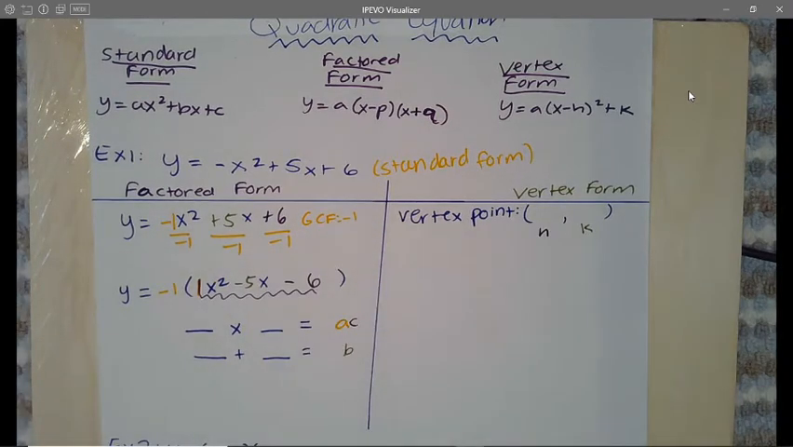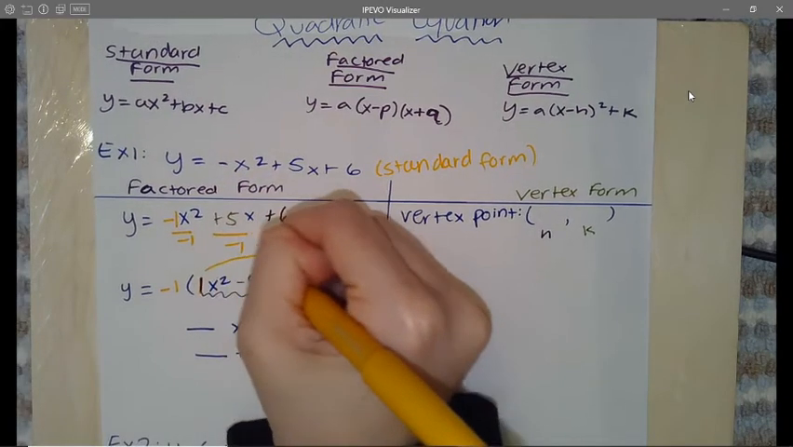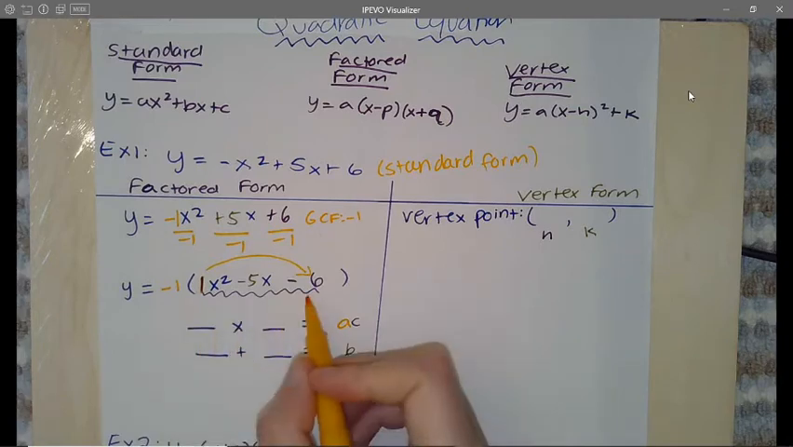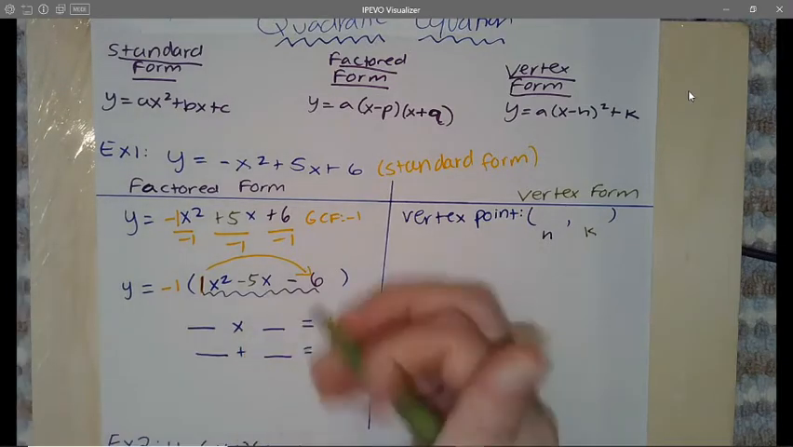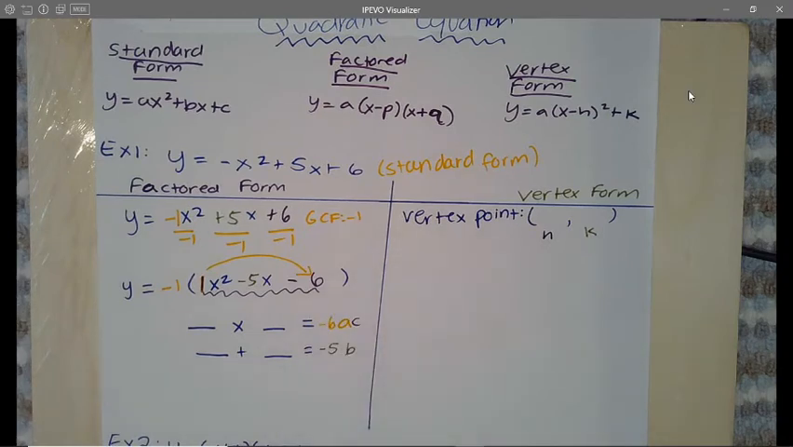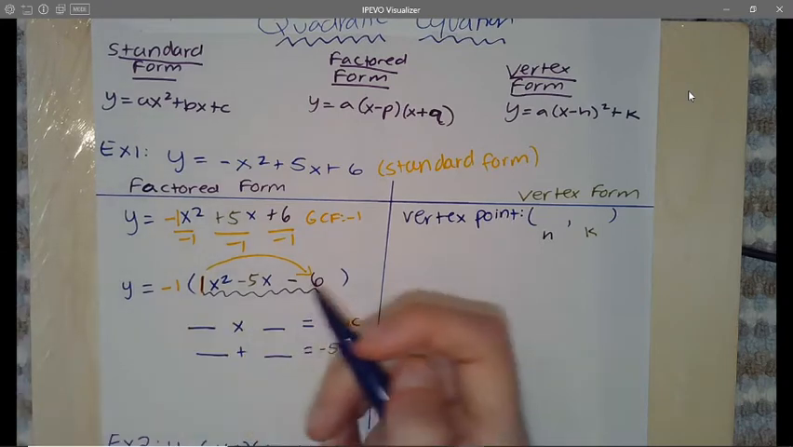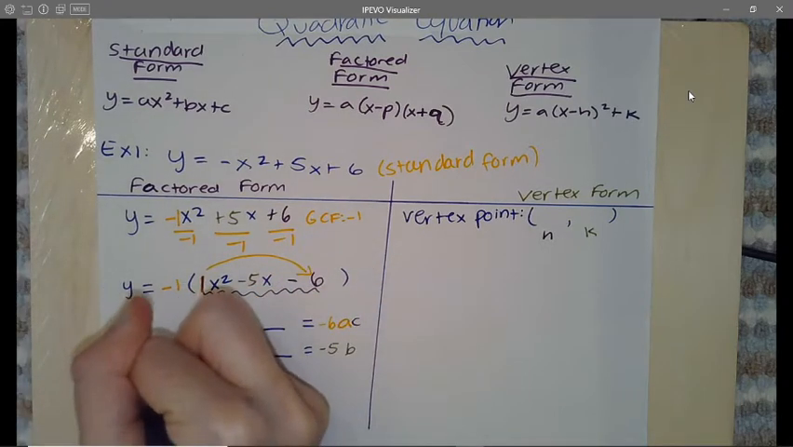So we want to find 2 numbers that multiply to be AC and add to equal B. Let's do that first. A times C, I'm going to slide A to C. 1 times -6 is -6. Then I want to find 2 of the same numbers that will also add to be B, which is the -5. So I need 2 numbers that will multiply to be -6 and add to be -5.